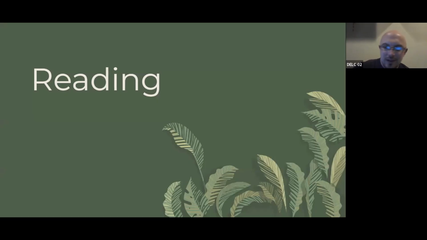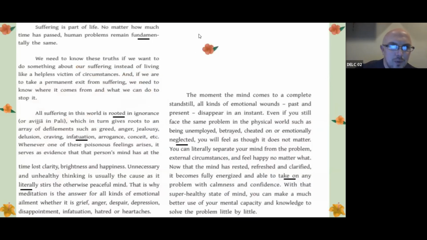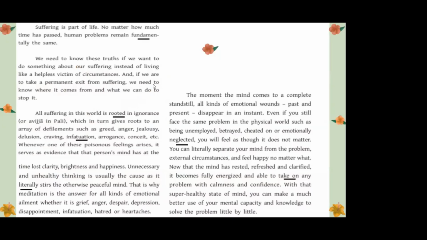Okay, so today our topic is going to come from this book called Love Changes Everything. And the chapter that I got our reading from is about the 4 noble truths. So the 4 truths about unhappiness. Okay. We have just a little bit more reading than normal, but it's not too much. Does anyone want to volunteer? Me. Okay, sure.